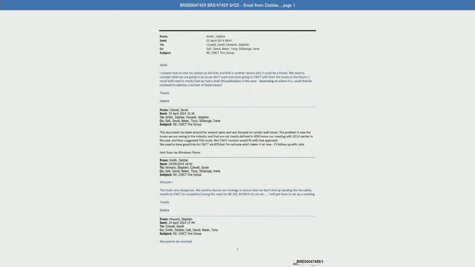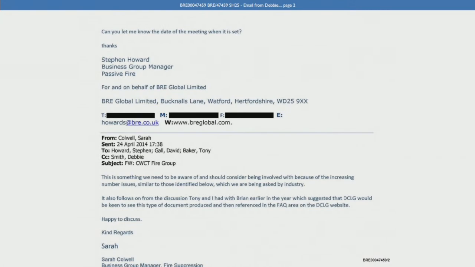Let's go back to the exchange of emails, please, at BRE 3047459. Page 1, please. And at the very foot of the page, you can see Stephen Howard responds to Sarah Colwell, copy to you, David Gall and Tony Baker. You see that? Yes, I can. We want to be involved. And if you turn the page, please, he says, can you let me know the date of the meeting when it is set? Thanks, Stephen Howard. Yes.